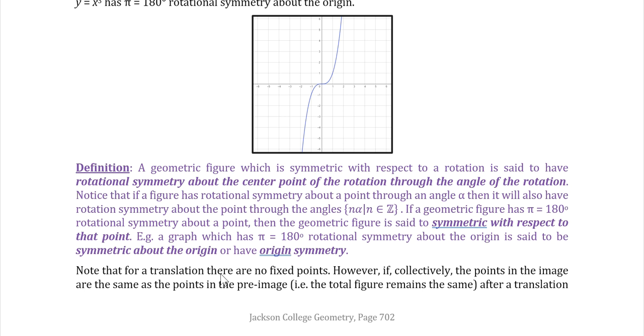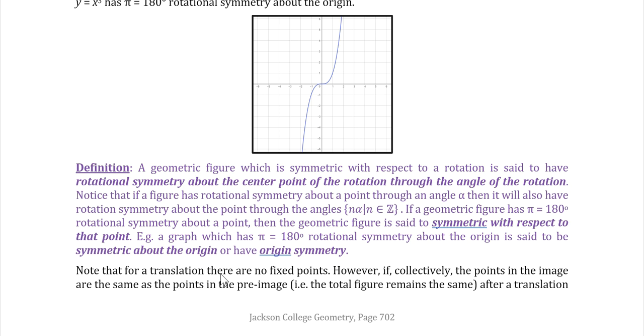A geometric figure which is symmetric with respect to rotation is said to have rotational symmetry about the center point of the rotation through the angle of rotation. If a figure has rotational symmetry about a point through an angle alpha, then it will also have rotational symmetry about the point through angles n times alpha, where n is an integer, in other words, integer multiples of that.